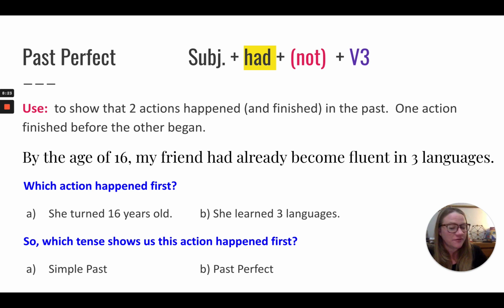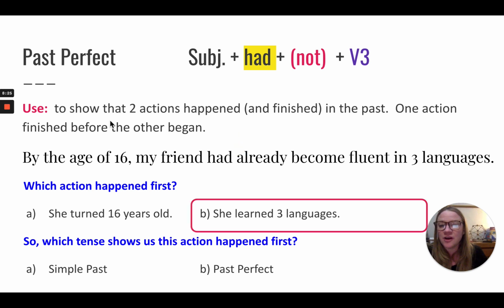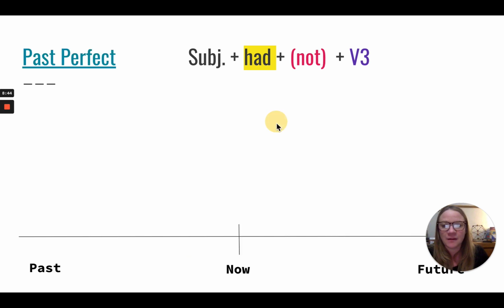Which action happened first? Well, based on the rule we know, she learned 3 languages first, and then she turned 16, right? And what tense tells us? The past perfect tells us that that action happened first. So had become fluent, right? Past perfect shows that that happened first.